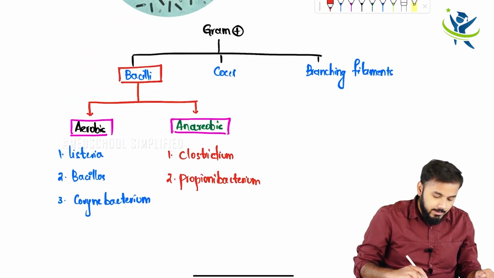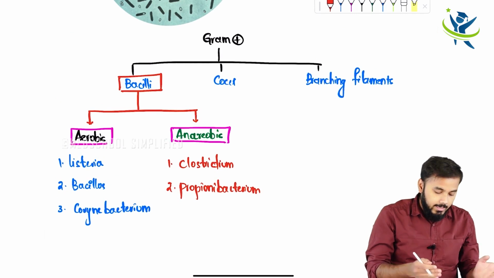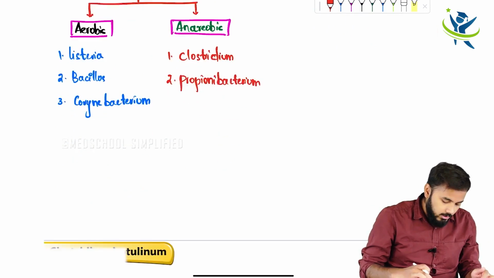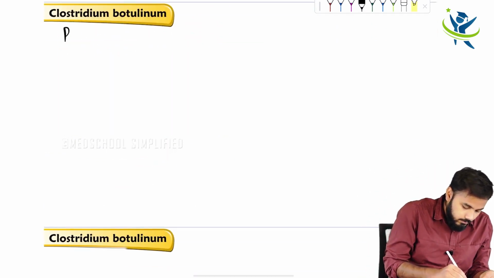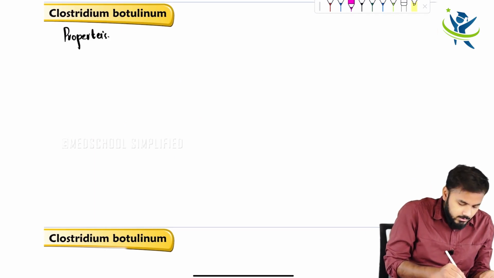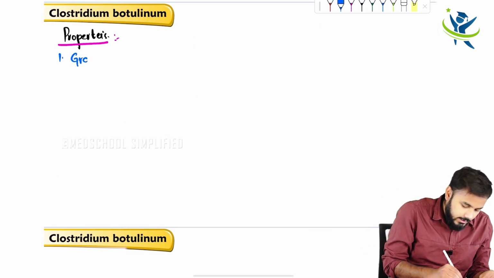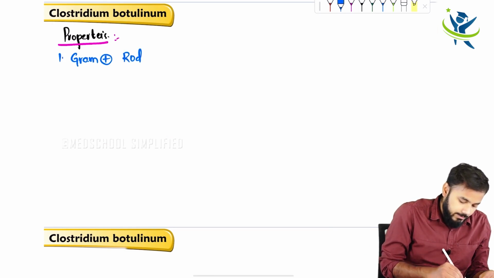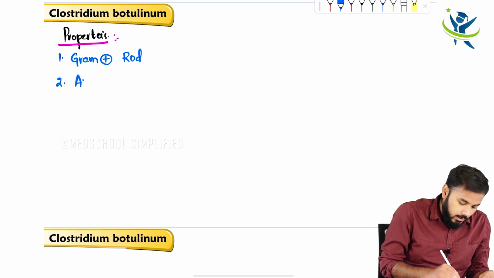This is the basic table which you all have to remember: a gram-positive bacilli, which is an anaerobic organism, right? So let us list out the properties, guys. Coming to the characteristic properties, the first thing is that it is a gram-positive organism which is rod in shape. The second thing is that this is an anaerobic organism.